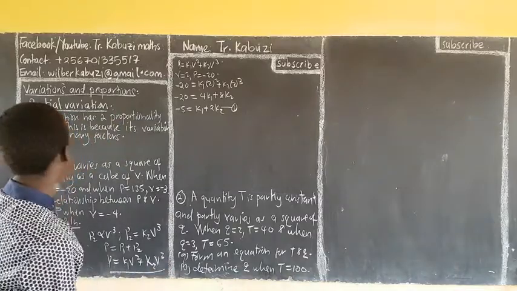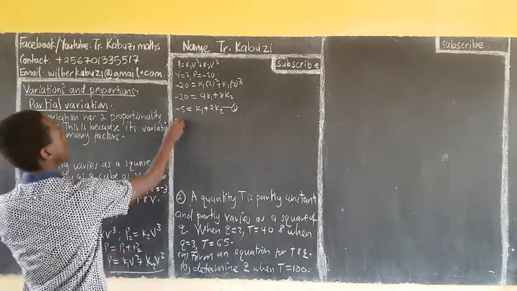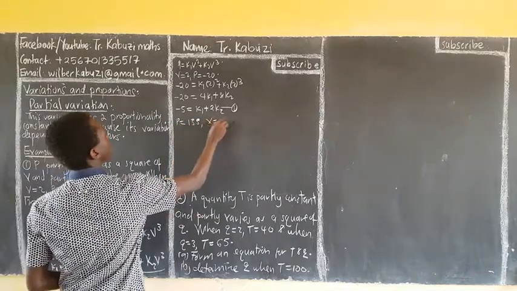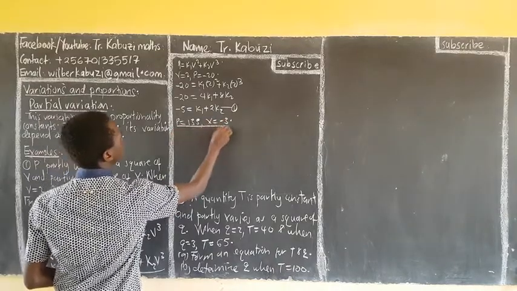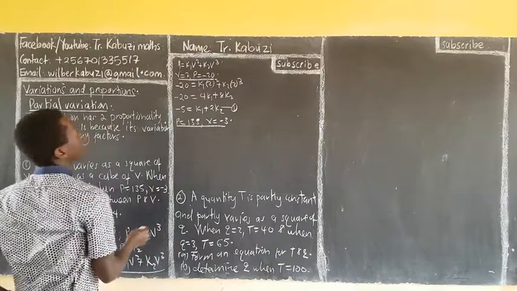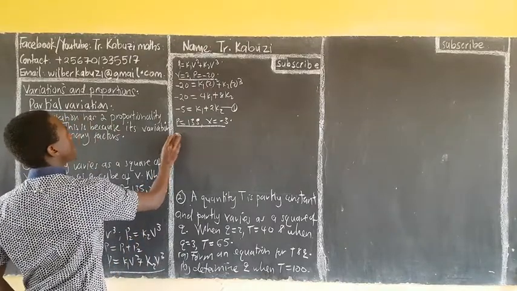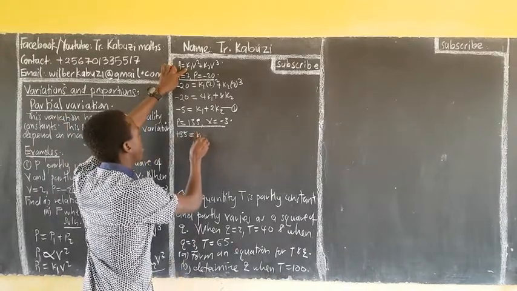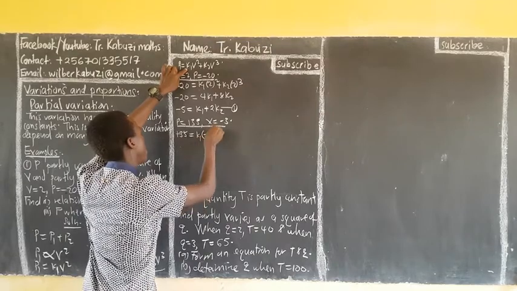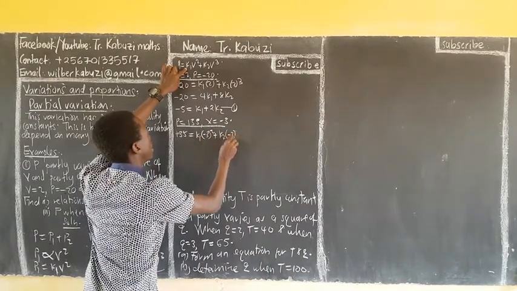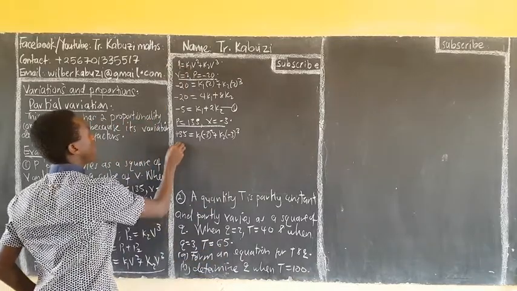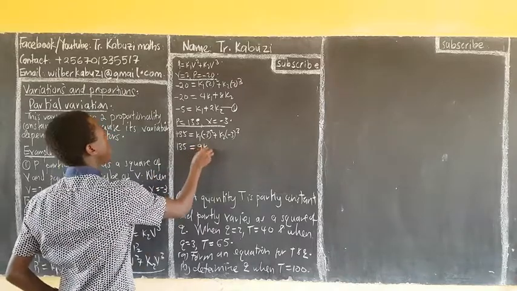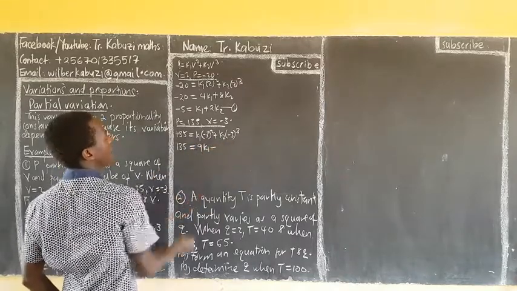And then they are telling us that when P is 135, V is negative 3. Let us substitute this condition now. So this will give me 135 equaling K1 times negative 3 squared plus K2 times negative 3 cubed. When I square negative 3, I get 9 positive. When I cube it, I get negative 27.